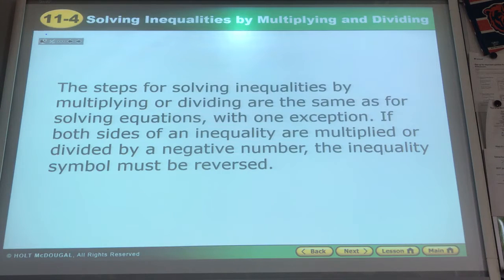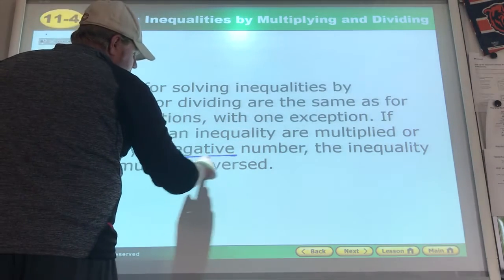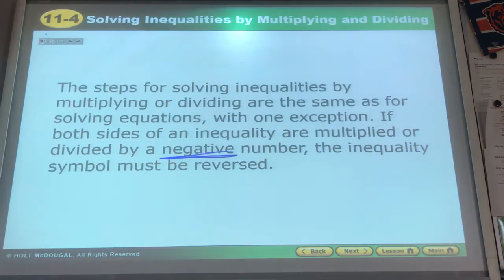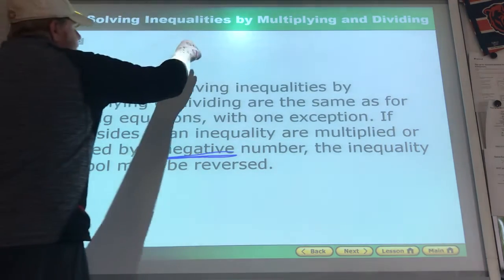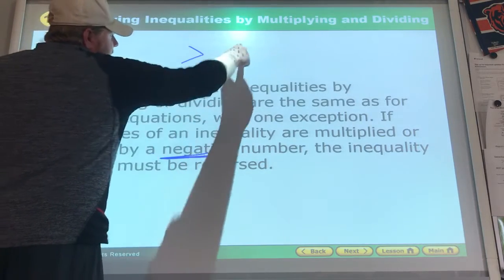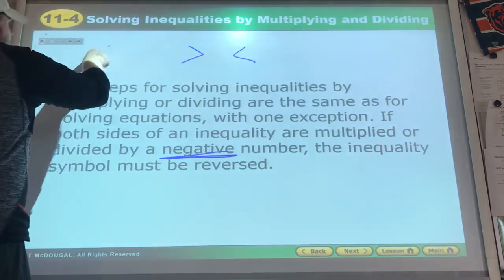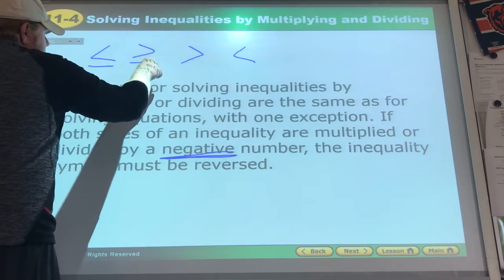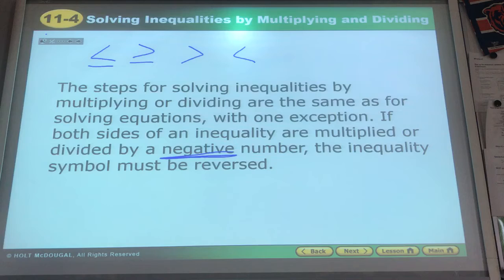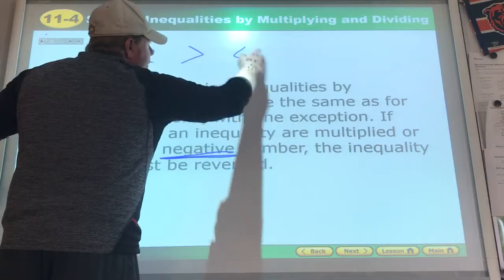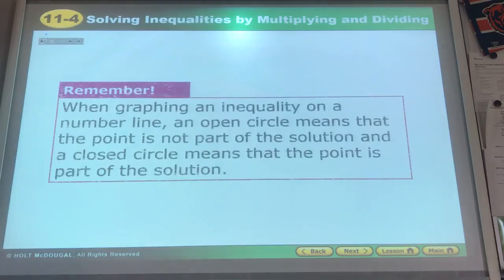The steps for solving inequalities by multiplying or dividing are the same as for solving equations with one exception. If both sides of an inequality are multiplied or divided by a negative number, the inequality symbol must be reversed. It would go from greater than to less than, or from less than or equal to greater than or equal to. Only if we multiply or divide both sides by a negative. Important piece of information that will probably cost you some points.